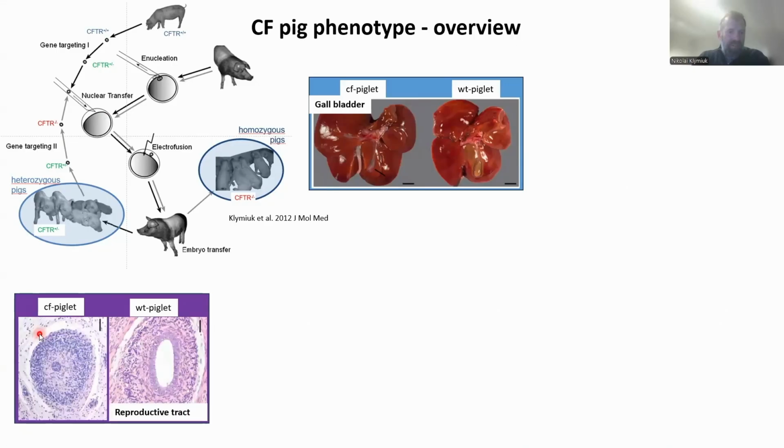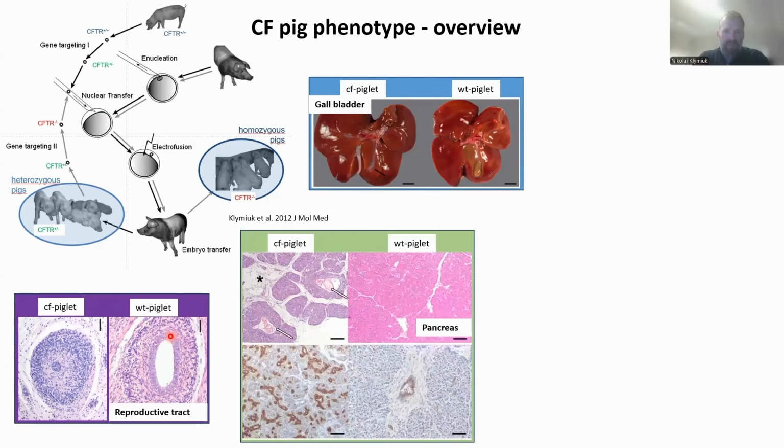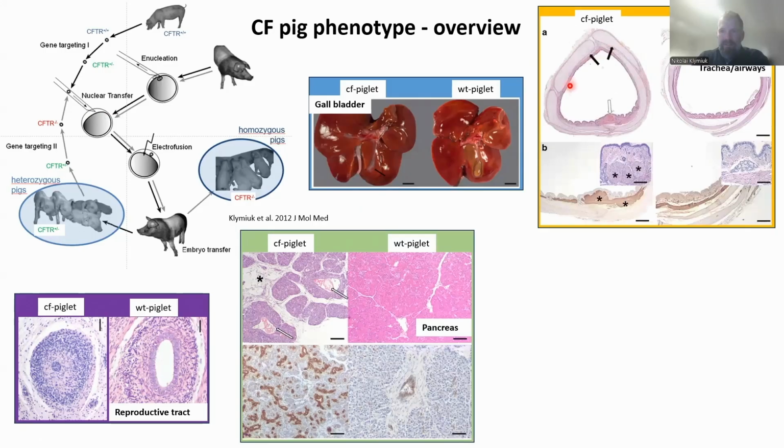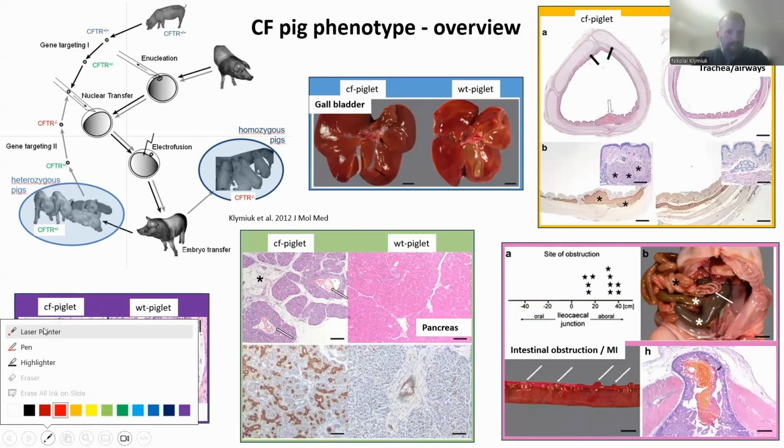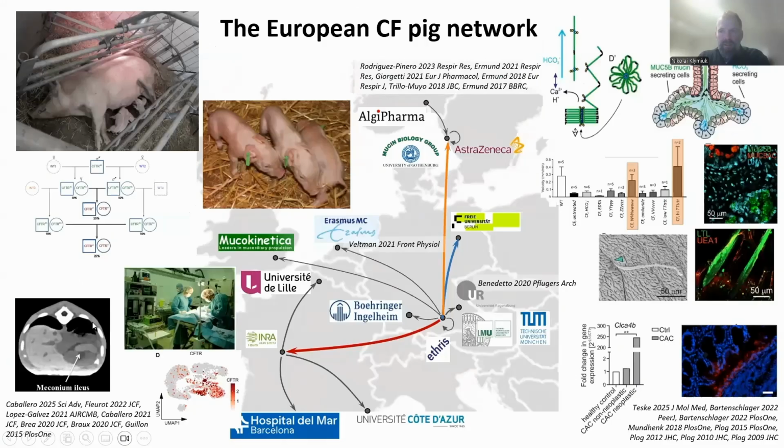First, there is microgallbladder. Second, a disrupted male reproductive tract. Severe fibrosis in the pancreas, mild malformations in the airways, and a striking feature is the almost complete absence of intestinal obstructions in the pig models. In the US and in Europe as well, the CF models have been used in the past decade for quite intensive research on various topics.